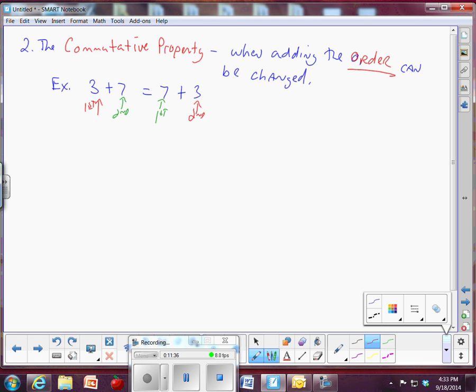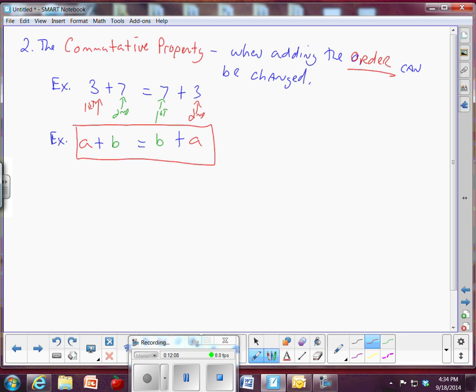So here's the property in variable form, and this is the way you should learn it. We'll use a little bit of color here. I'm going to use a red A, do my plus sign in blue, and then go to green B. So we have A plus B. Because it says we can change the order, we'll put an equal sign, and now instead of the B being second, I'll put the B first, and instead of the A being first, I'll put the A second. We can change the order. That is the commutative property. When adding, the order can be changed.